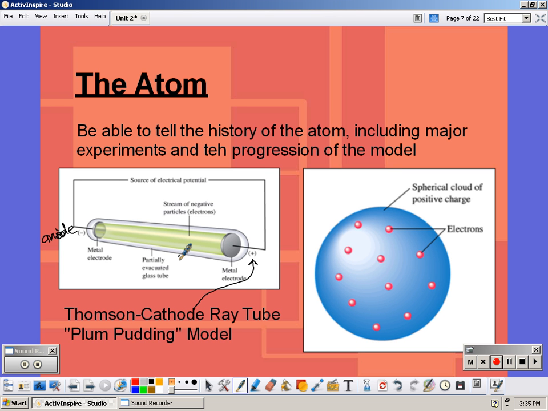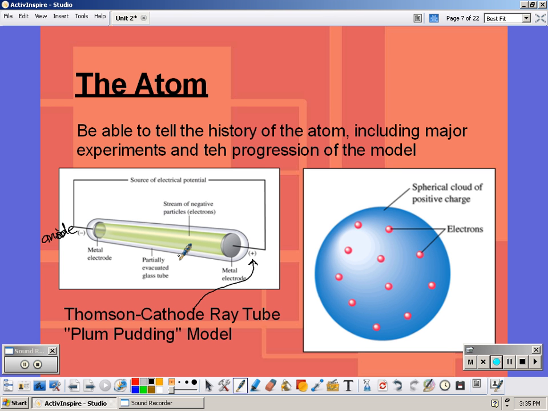He also did things like put little windmill type things or propellers in the middle of it and see if the gas would make it spin. He put magnets around to see if he could get the gas to go to the top of the tube or the bottom of the tube. And from that he discovered the electron.